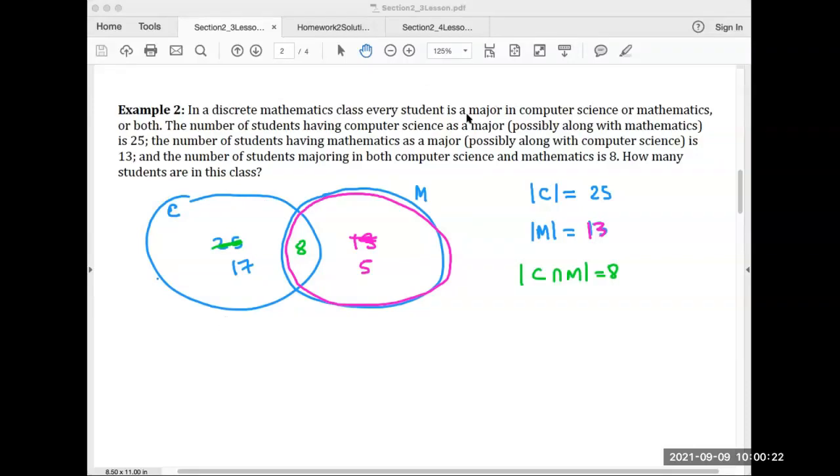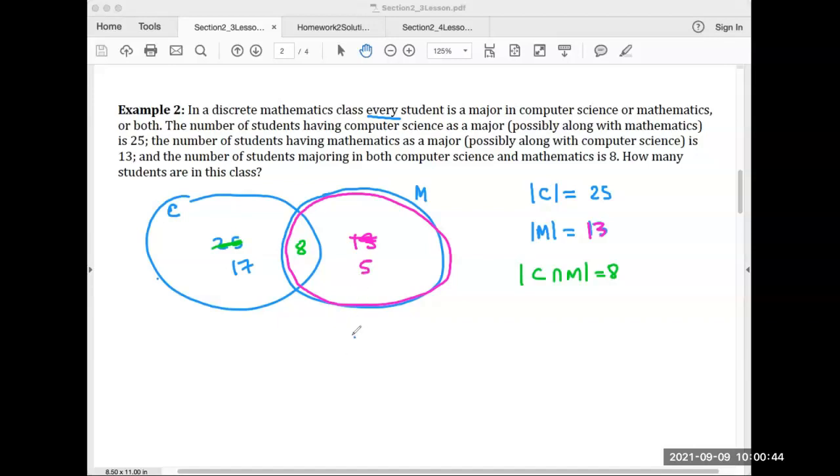So you can do the Venn diagram for visualization. It's not necessary because we have the formula. How many students are in the class? So assuming, because it says every student is a computer science or math major, there's no others, like strange liberal arts people who are just taking discrete math for fun.